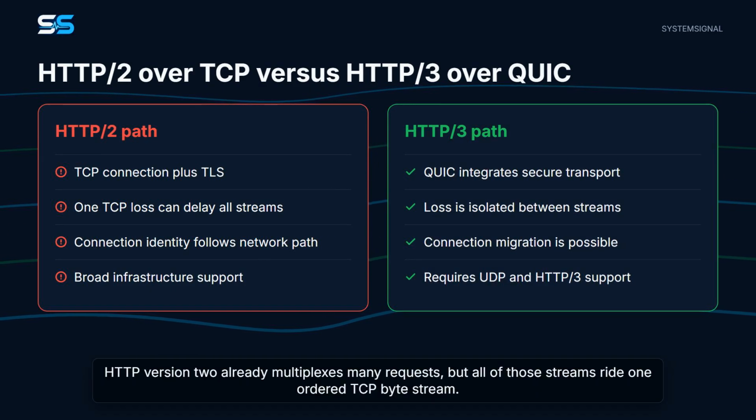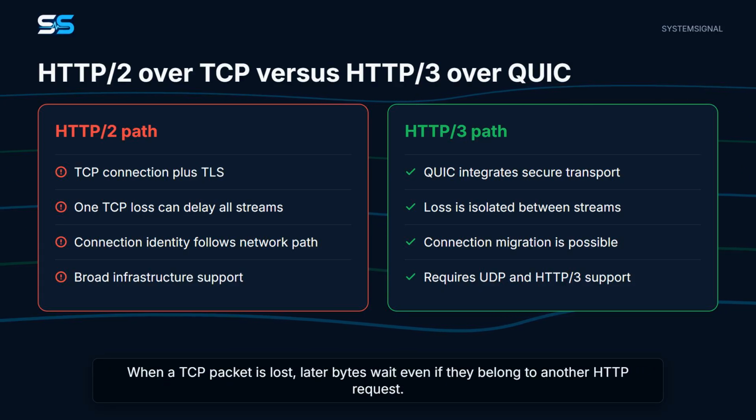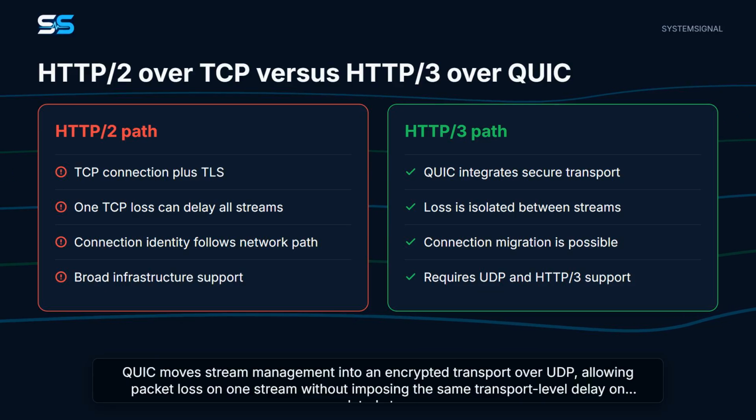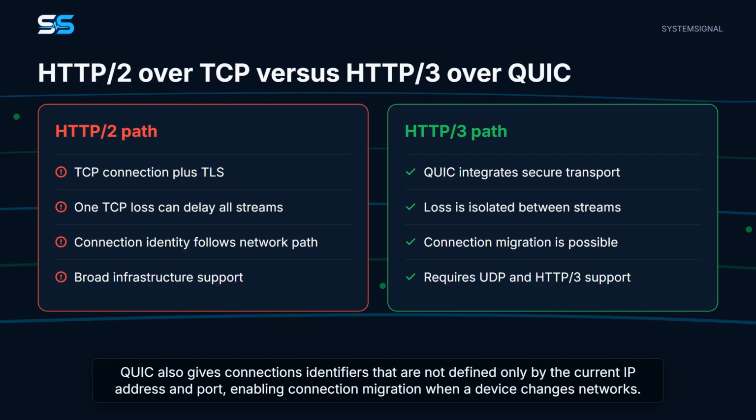HTTP version 2 already multiplexes many requests, but all of those streams ride one ordered TCP byte stream. When a TCP packet is lost, later bytes wait even if they belong to another HTTP request. QUIC moves stream management into an encrypted transport over UDP, allowing packet loss on one stream without imposing the same transport level delay on unrelated streams. QUIC also gives connections identifiers that are not defined only by the current IP address and port, enabling connection migration when a device changes networks.